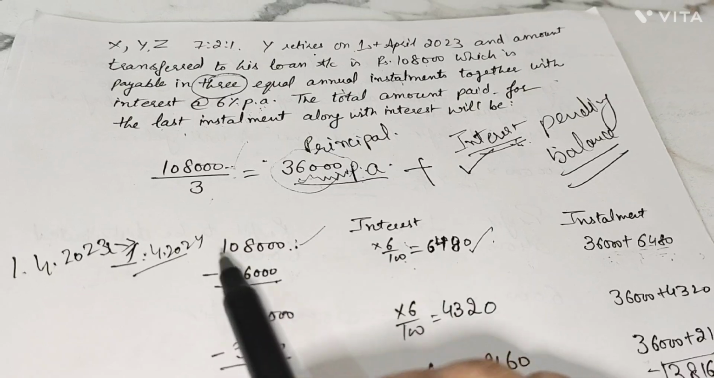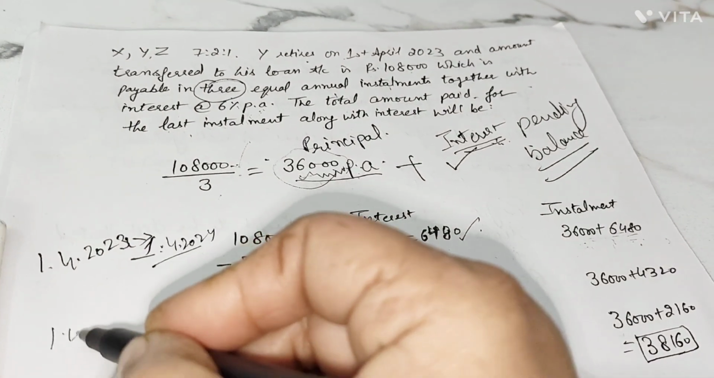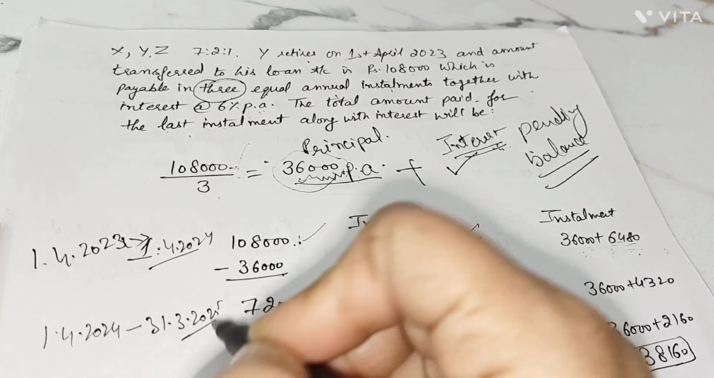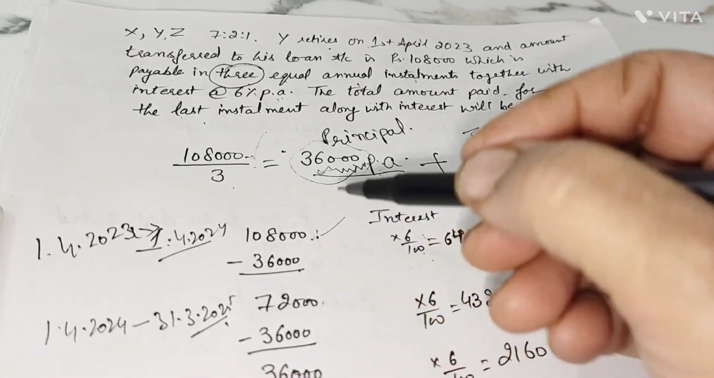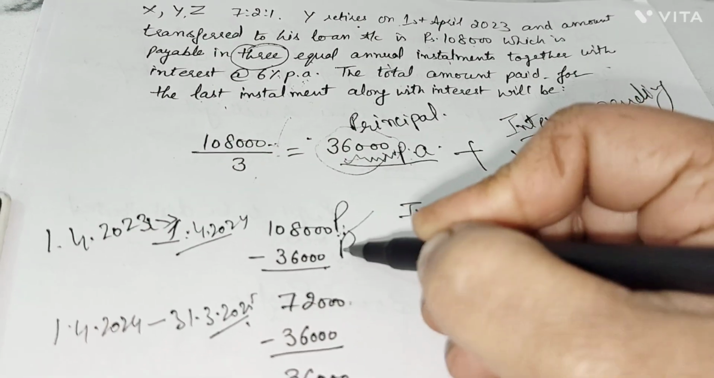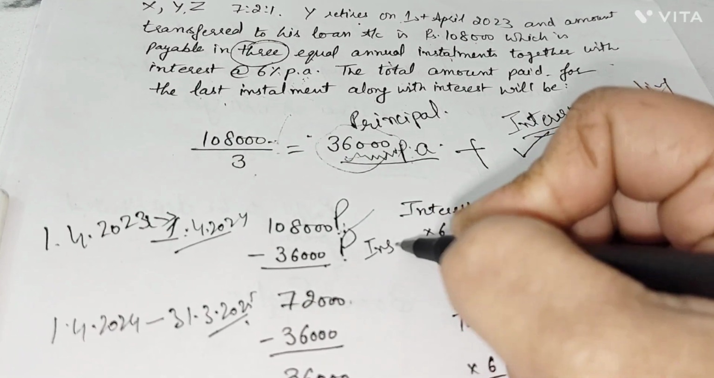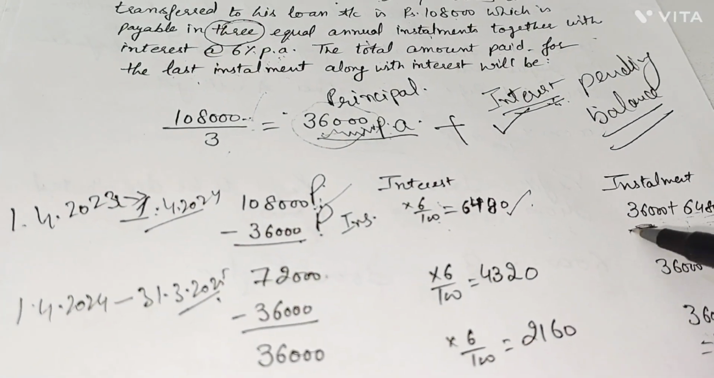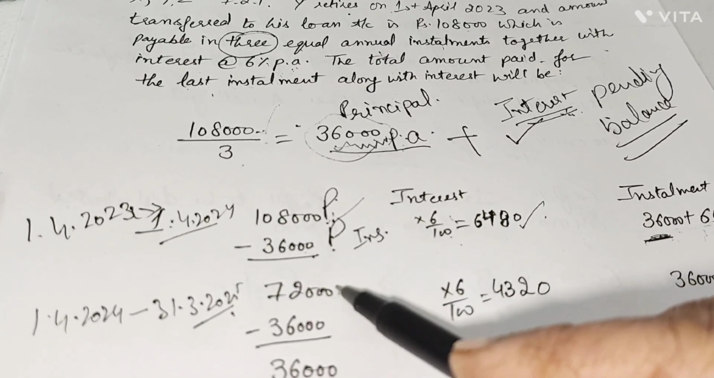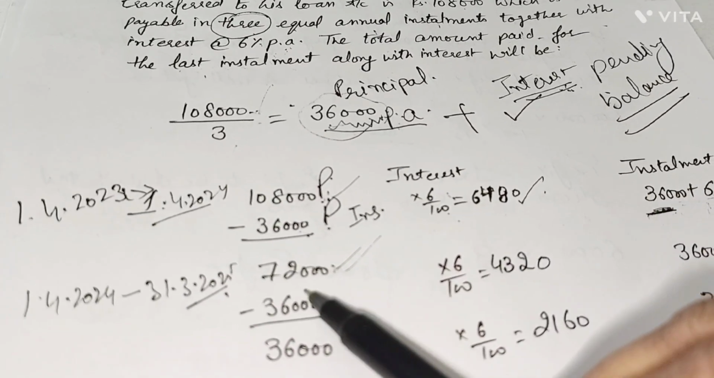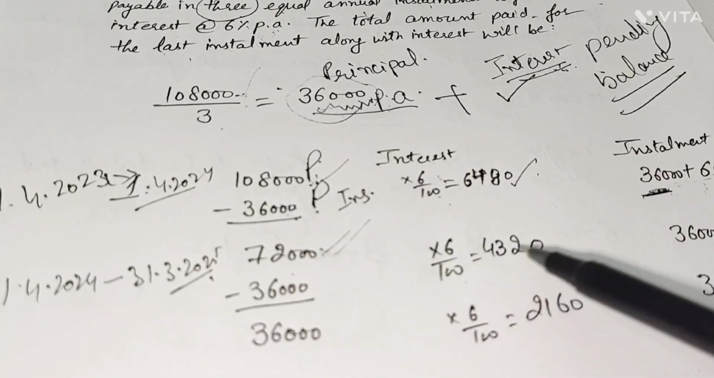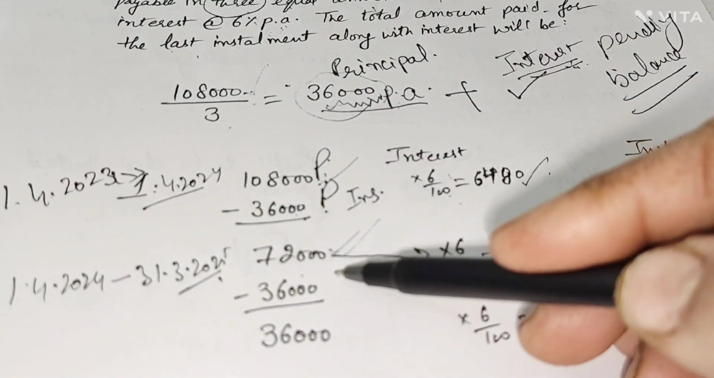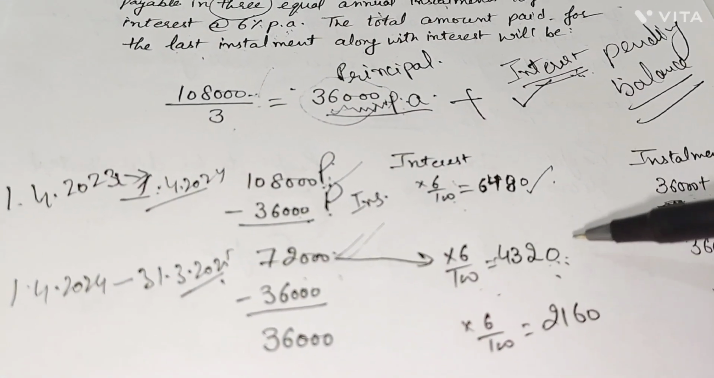So after the first year is over, from 1st of April 2024 to 31st of March 2025, how much amount was pending? From the principal amount we will deduct only the principal installment, not the interest, right? So from the total principal amount we deducted the first installment of principal, 36,000. How much was the leftover amount? 72,000. Now this 72,000 at the rate of 6% gives you a value of rupees 4,320, right? 72,000 at the rate of 6% is 4,320 here.